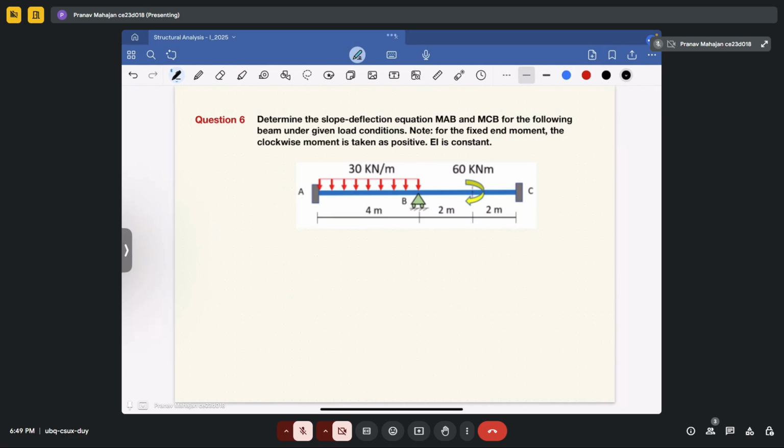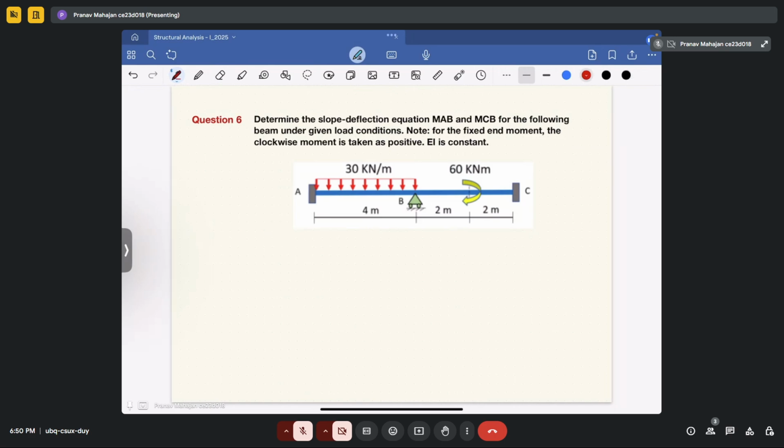Note, for the fixed end moment, the clockwise moment is taken as positive and EI is to be constant throughout the beam. So now your beam is loaded. It is not isolated from loading, and you have to determine the slope deflection equations for 2 points, that is MAB and MCB. Okay, so let's solve this.